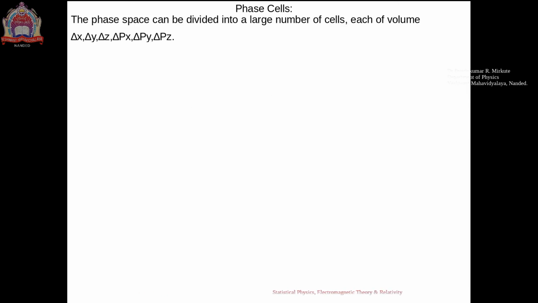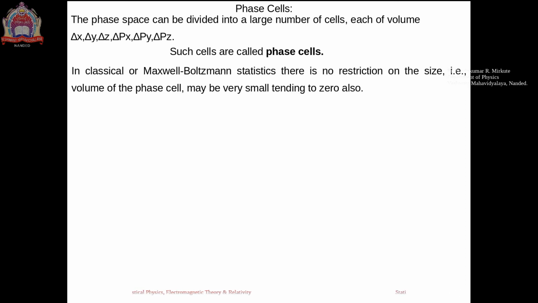The phase cells. The phase space can be divided into a large number of cells, each of volume del x, del y, del z, delta px, delta py and delta pz. Such cells are called phase cells. In classical or Maxwell-Boltzmann statistics, there is no restriction on the size. That is, the volume of the phase cell may be very small, tending to 0 also.